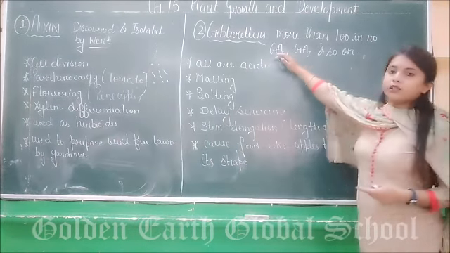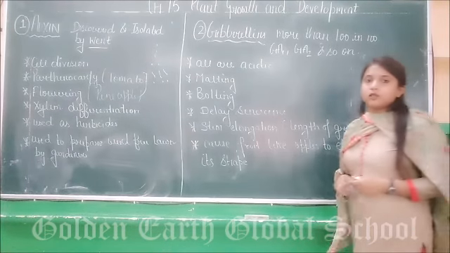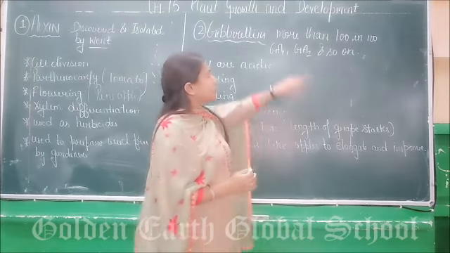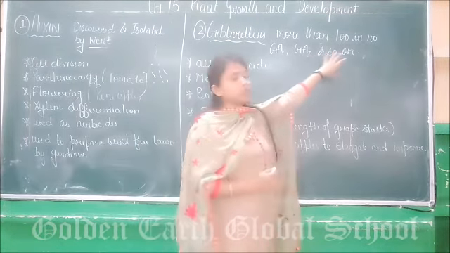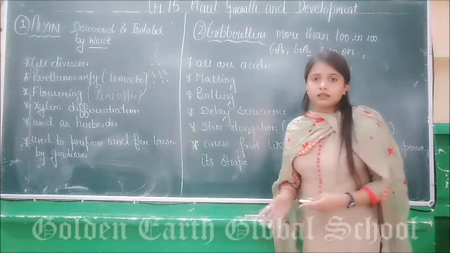Next we are going to study about the gibberellins. More than 100 types of gibberellins exist. And how are they distinguished from each other? The names have been given as GA1, GA2, GA3 and so on. There are more than 100 gibberellic acids.